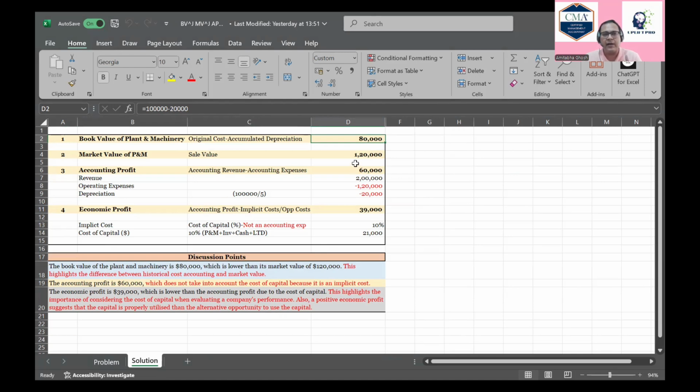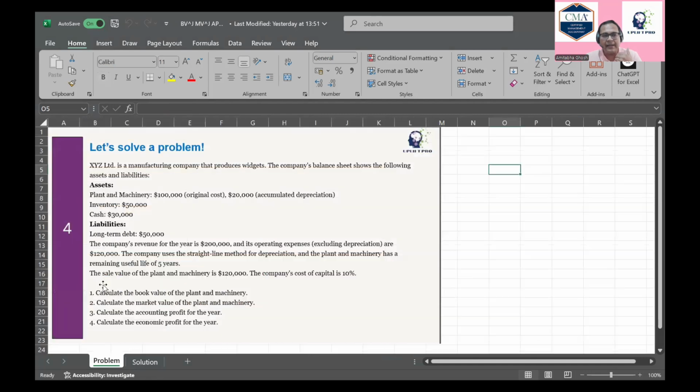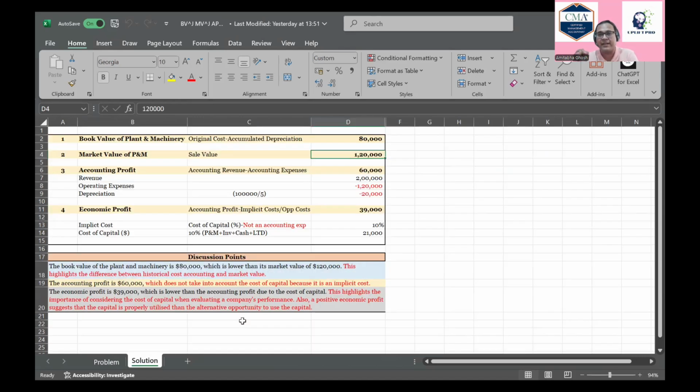Then we come to market value. Interestingly, in this problem, the sell value of the plant and machinery, $1,20,000, has been directly mentioned. So sometimes the solution is already given in the question and we have to be mindful in extracting that. They are not requiring us to compute, just to be careful in reading and get the response. So we get directly the response as 1,20,000, which is the sell value, taken as the market value.